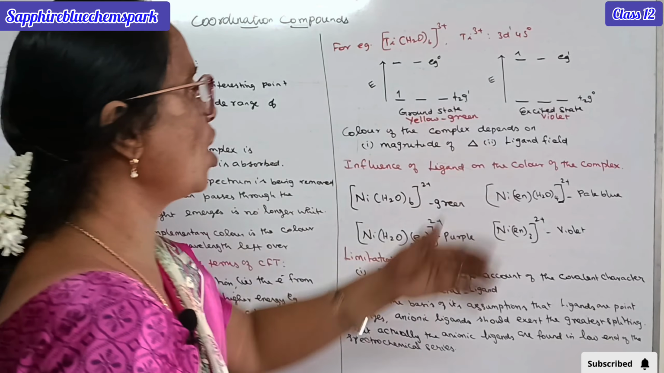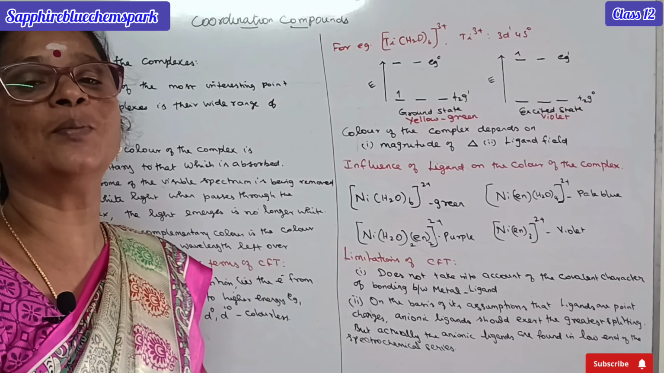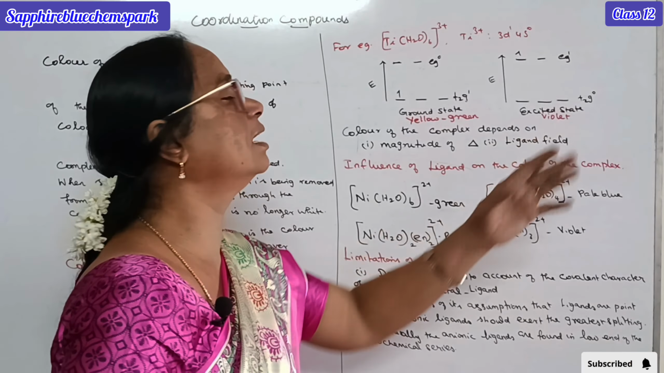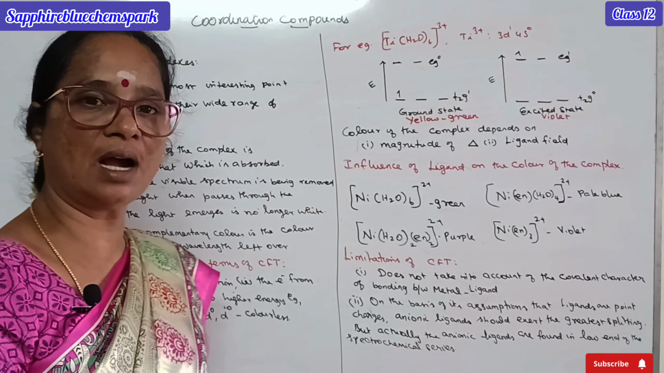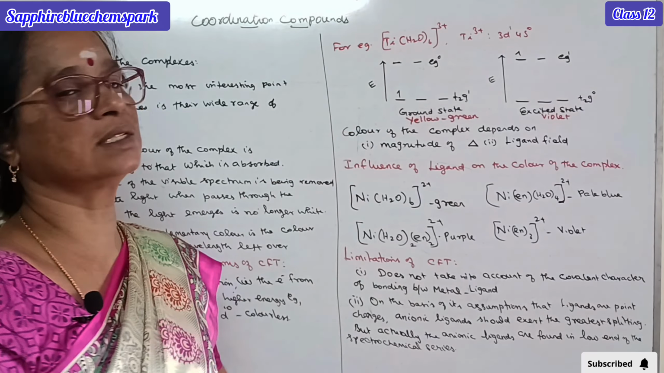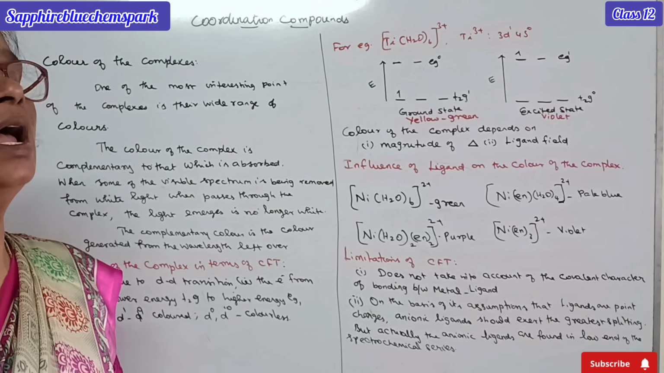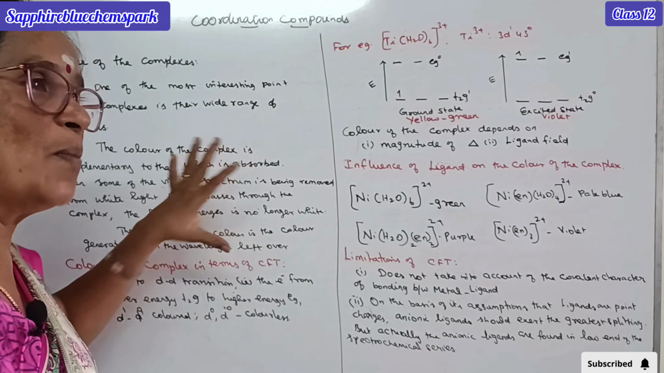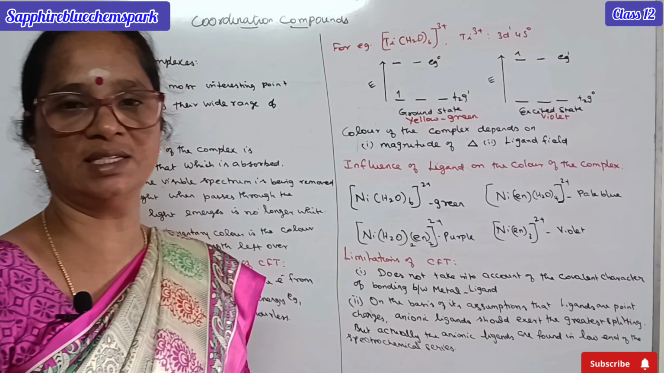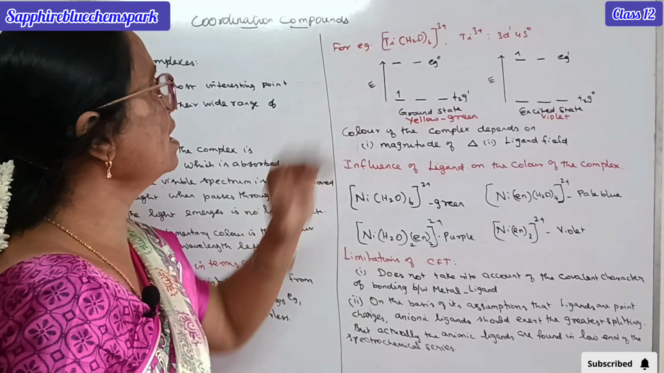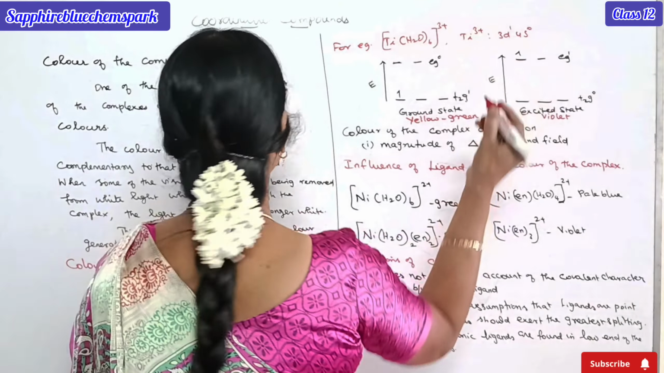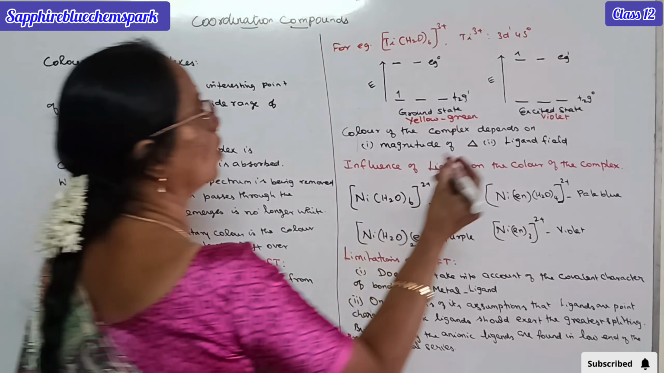Then the color of the complex depends upon the magnitude of the crystal field splitting energy as well as the ligand field, whether it is a strong field ligand or a weak field ligand. Based on that, the complexes have their color. At the same time, complexes in the absence of ligands do not exhibit color. We can take the same type of complex, titanium hexa-aqua trichloride.